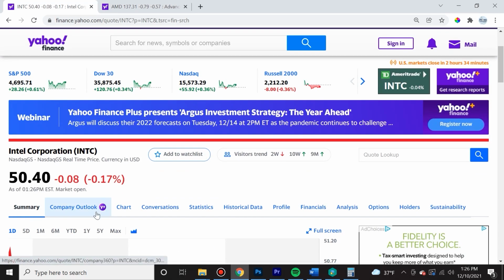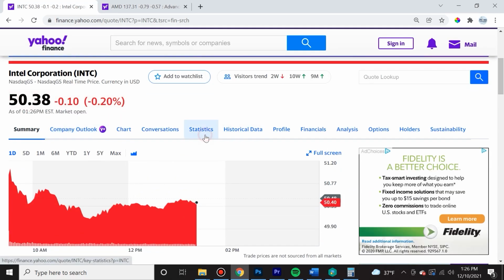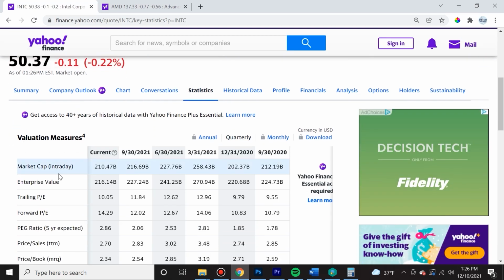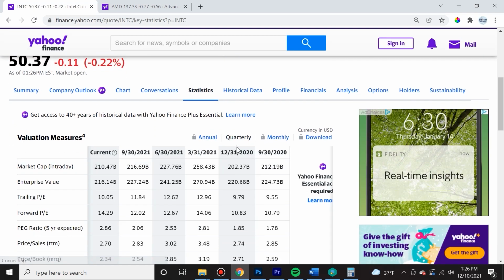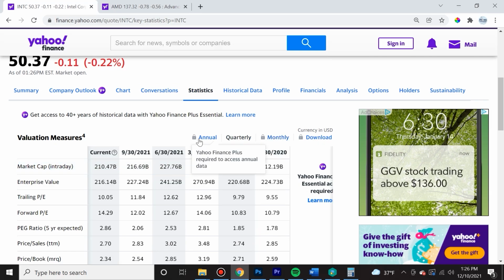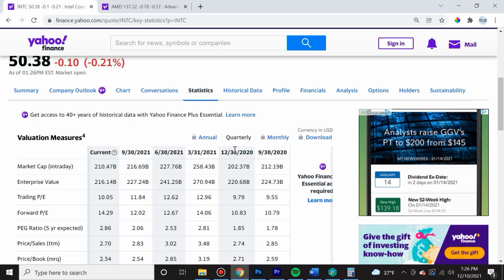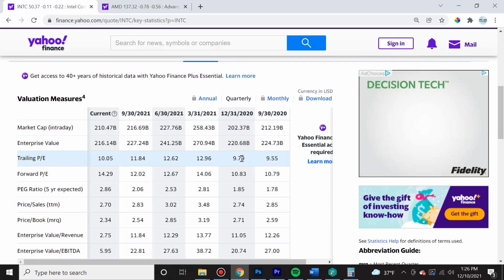Well, as we covered before, you can scroll down here, go to statistics, and you will see certain fundamental analysis valuation measures. Now, keep in mind, you can only see the quarterlies, not the monthly or annual, because you need to pay for that. Everyone's trying to collect theirs, and Yahoo Finance is trying to collect it as well.